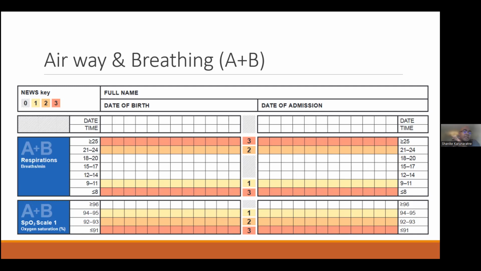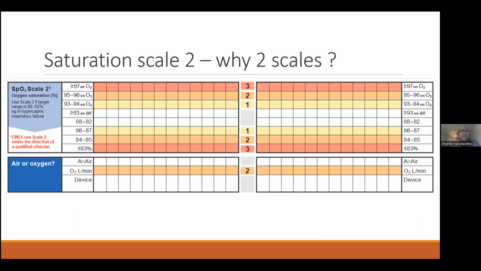So SpO2 scale 1 is for normal patients, and SpO2 scale 2 is specifically for the hypercapnic patients. Always, when you are calculating this score, please try to understand whether this patient is a known previous COPD patient or a normal capnic patient before the illness. That would guide the patient's saturation targets, and that will give the number to each level. So this is saturation scale 2. You can see that the saturation levels are different.